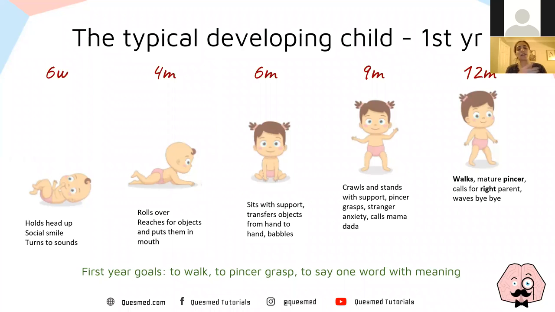Okay, so by the first year of life, think about goals that a child should be achieving, which I think is a nice summary: they need to be able to walk, to pincer grasp, and to say one word with meaning. I think that will help you remember what happens up until a year of age.